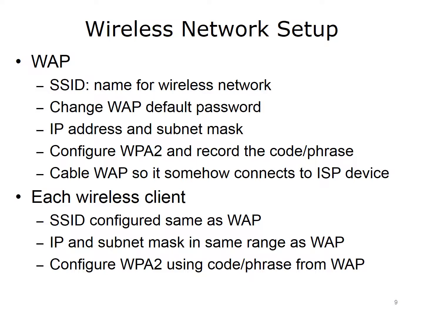The wireless client also needs an IP address and subnet mask that is in the same IP address range as the WAP. The WAP and client cannot have the same IP address, although they should have the same subnet mask. Ensure that all devices are configured with unique IP addresses and the same subnet mask. Finally, configure WPA2 using the code or phrase you wrote down when you configured the WAP.